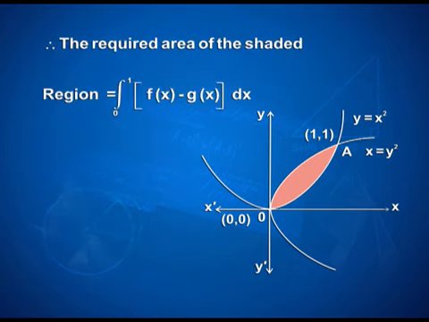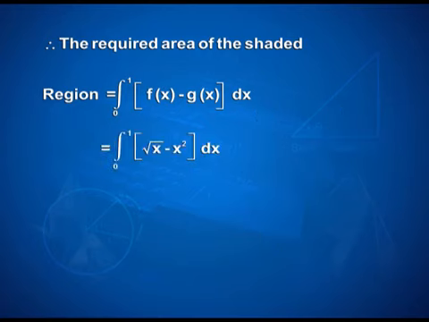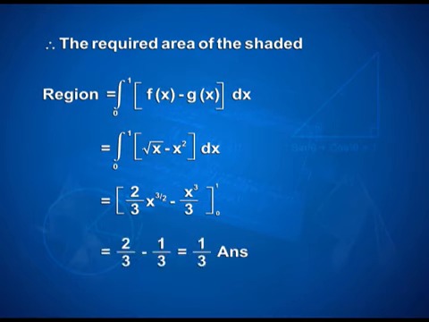Therefore, the required area of the shaded region is equal to the integral from 0 to 1 of f of x minus g of x dx, that is equal to the integral from 0 to 1 of square root of x minus x square dx, that is equal to 2 upon 3 into x to the power 3 upon 2 minus x cube upon 3 with limits 0 and 1. On applying the limits, we get a simplified answer as 1 upon 3.